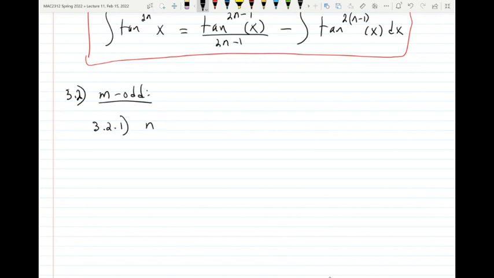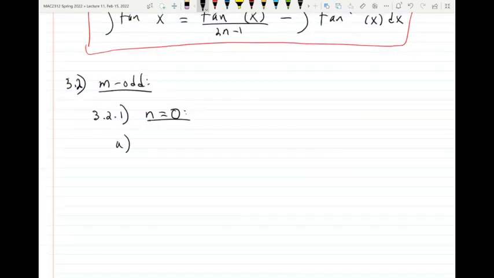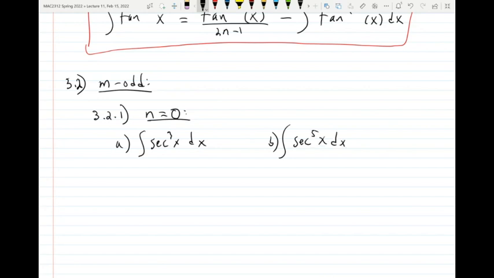So two situations, 3.2.1: no tangent whatsoever. In other words, what do you do if you have secant cube, secant to the fifth? How do we do that integral? We haven't discussed this. And then, what do we do when we have a tangent in both? The point is, it gets reduced to the previous one. That's why we're doing this. So the example here is secant cube, secant to the fifth. I'm not putting secant because we already know what the integral of secant is, right?